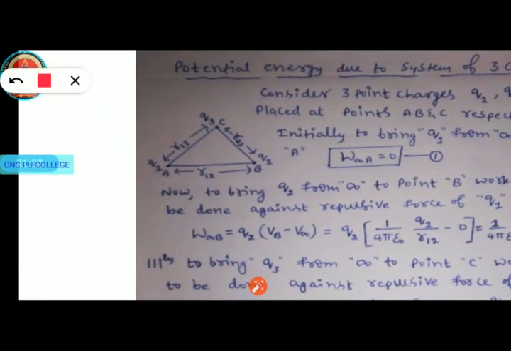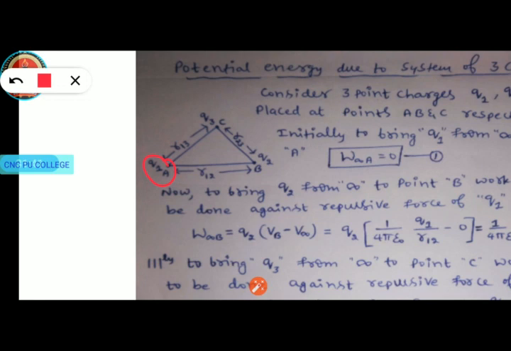initially we are bringing the first charge Q1 from infinity to point A. No need of doing any work because there is no opposition at all. There is no other force to do work because that is the first charge. So to bring the first charge to position A from infinity, no need of doing any work because it doesn't experience any opposition because it is the first charge.